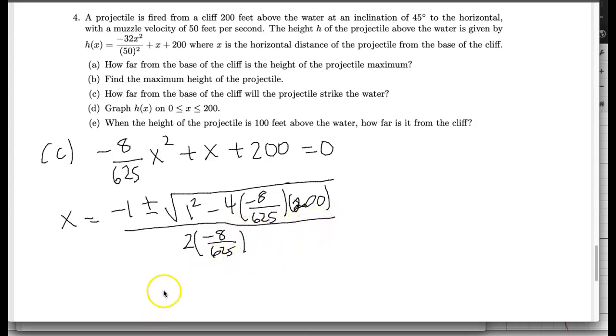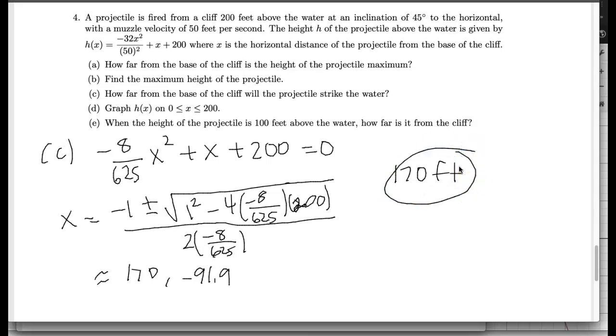Alright, so I'm using my calculator for this. I'm going to get approximately 170 and negative 91.9. So the answer that's going to make sense is the 170 feet. The object will strike the water 170 feet from the base of the cliff.